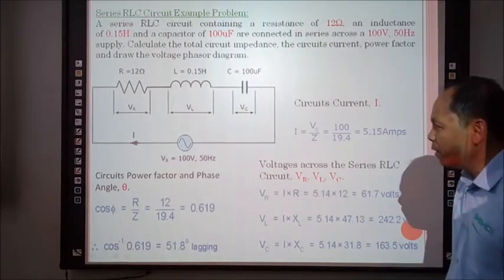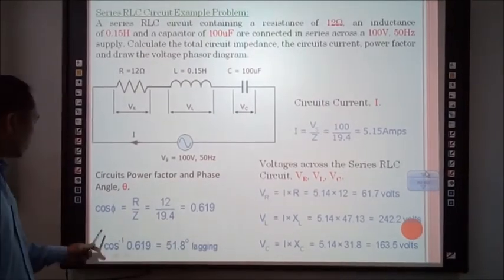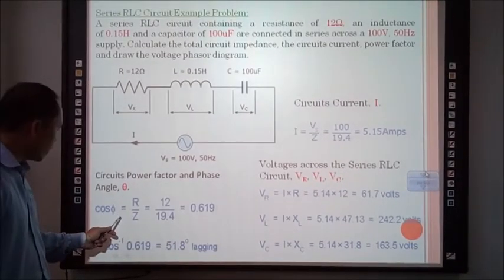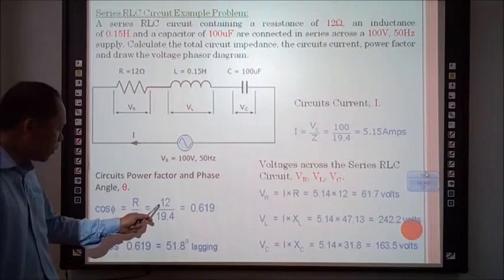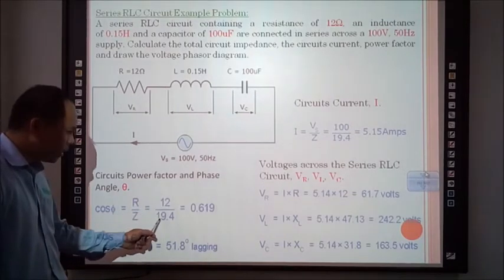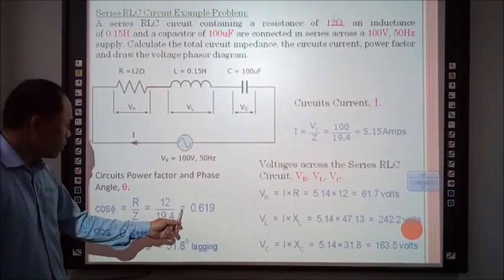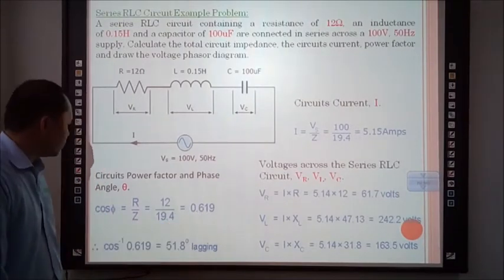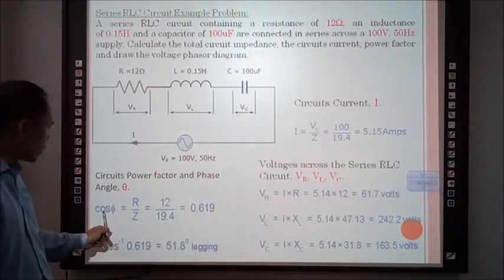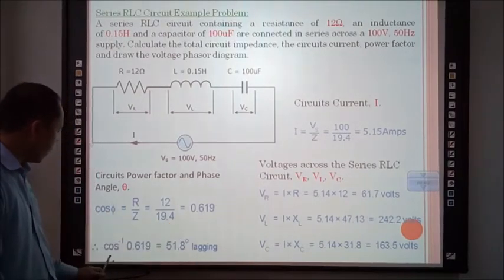Okay, then we have here the circuit power factor and phase angle. So this is cosine theta, which is equal to R divided by Z. Substitute R, which is 12, Z is 19.4. Okay, which is equal to 0.619. So cosine theta is equal to 0.619.